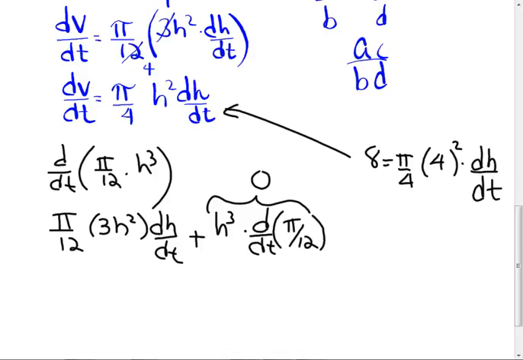No? You're going to have pi in the answer. That's okay. A equals pi over 4. What's 4 squared? 16 times dh/dt. Can you reduce the 4 and the 16?